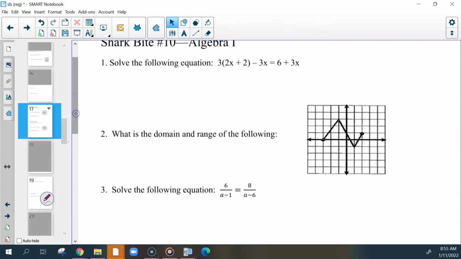Alright, for number 1, you needed to solve this equation. So distribute first. You get 6x plus 6 minus 3x equals 6 plus 3x. Combine your like terms. Remember, you're doing whatever it says, so 6x minus 3x would give us 3x plus 6.